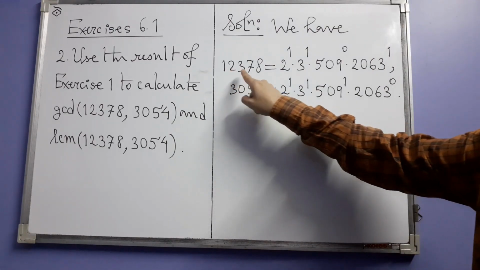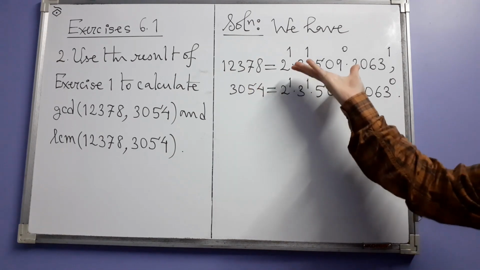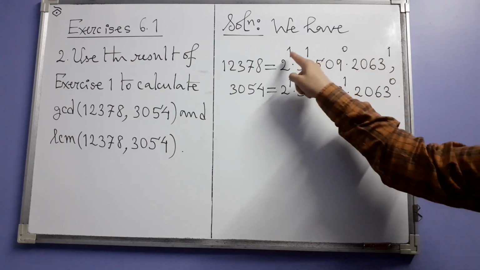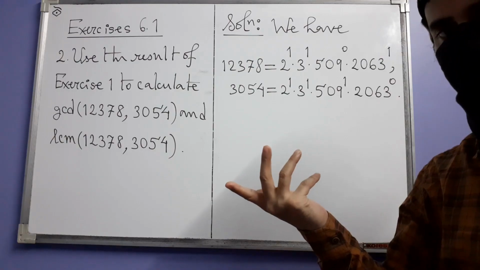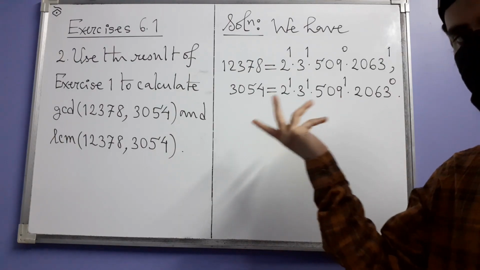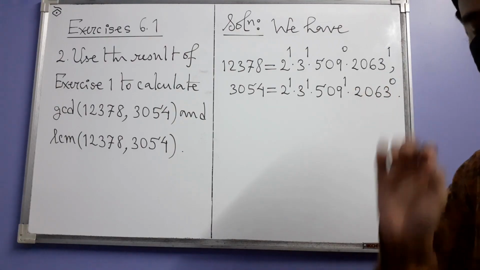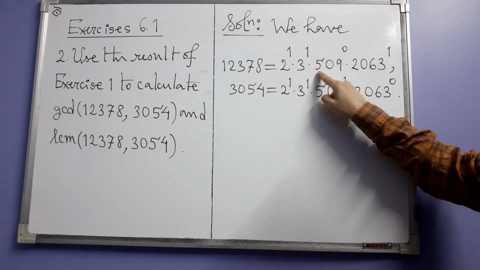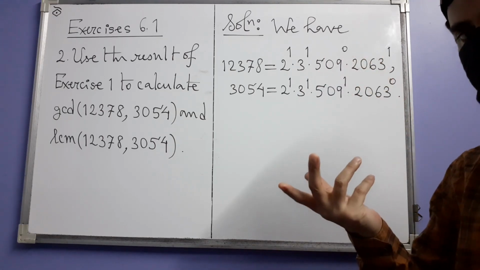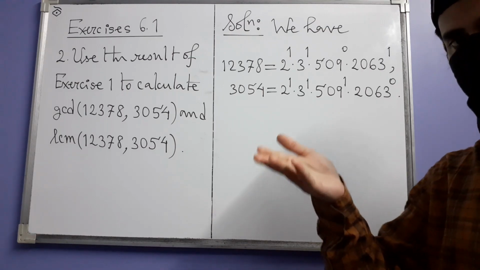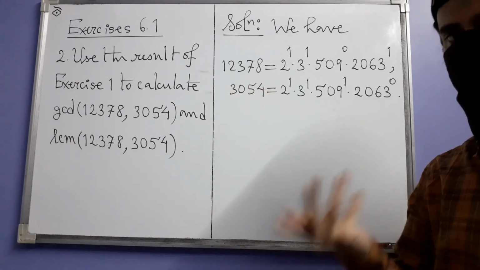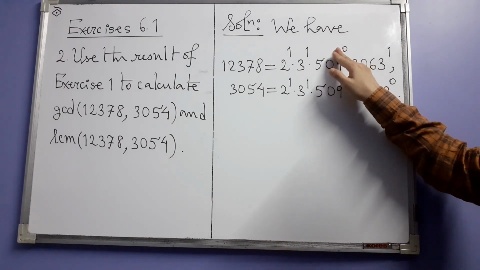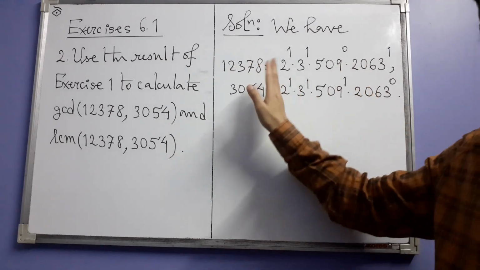The factorization of 12,378 as a product of primes is this, where we have deliberately written these exponents, which normally we won't write because we want to really use that result in exercise 1 carefully. So we have written 2 to the power 1 times 3 to the power 1 times 509 to the power 0. This is a prime. At the end of the book, there is a long list of primes. You can go and check there. This to the power 0 means that this 509 actually does not divide this.